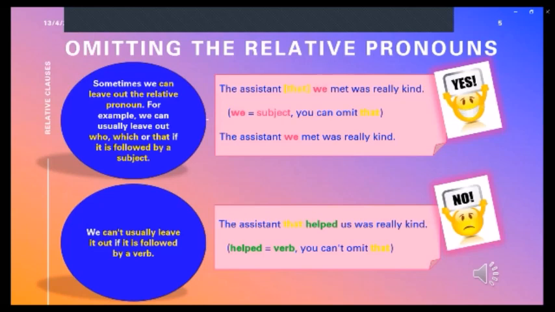Opposite to this, we cannot usually leave out that if it is followed by a verb. For example, the assistant that helped us was really kind. In this case, helped is the verb. Then you cannot omit that.